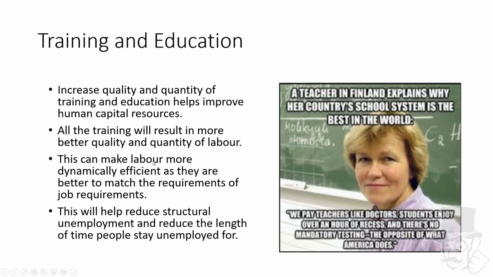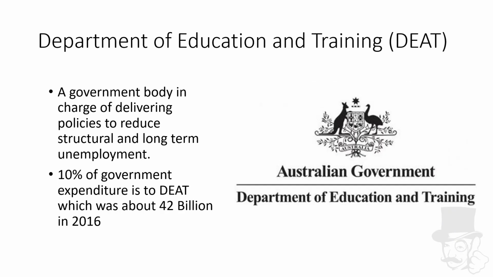With training and education, it increases the quality and the quantity of our labour resources. Also, it might improve the productivity of the business. It helps reduce structural unemployment and also makes us more dynamic efficient because these people can quickly react to the changing needs and wants of society. So we have the Department of Education and Training, also known as DEET, responsible for looking into training and education purposes to boost aggregate supply.